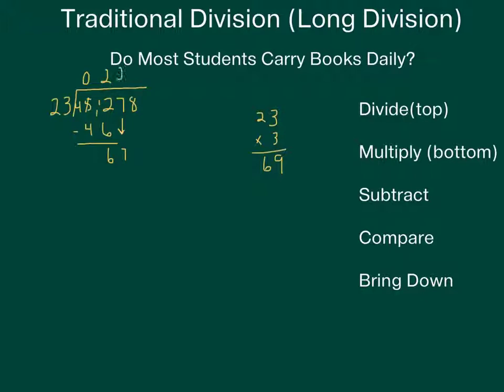So put a 2 above the 7. 2 times 23 again is 46. We subtract, and we get 21. 67 minus 46 is 21. Now it's time to compare. 21 is less than 23, so it's okay. We're going to bring down, and we can bring down the 8.